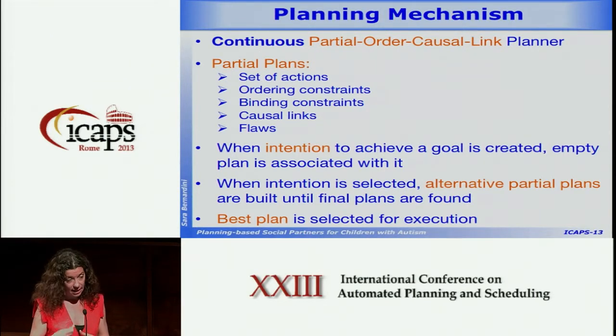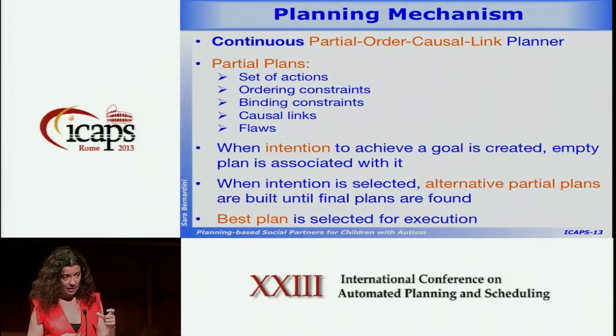Then when the intention is selected as the next one to focus on, alternative partial plans are built until final plans are achieved, and then the best plan is selected for execution, where the best plan is calculated on the basis of the number of steps, the number of open preconditions, open causal links, and the probability of success of the plan. And basically, the affective system of the agent works as a heuristic for the planning mechanism, because it's the intention that elicits the strongest emotion that is selected as the next one to work on.